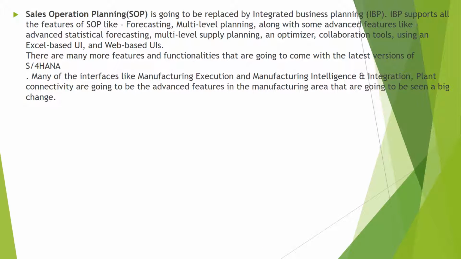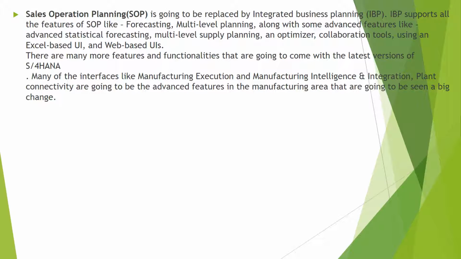Okay, and sales operation planning is going to be replaced by integrated business planning (IBP). IBP supports the features of SOP like forecasting and multi-level planning, along with some advanced features like advanced statistical forecasting, multi-level supply planning, and an optimizer. Okay, and collaboration tools using an Excel based user interface and web based UIs, that is user interfaces. There are many more features and functionalities that are going to come with the latest versions of SAP S/4HANA and even in the near future new versions.